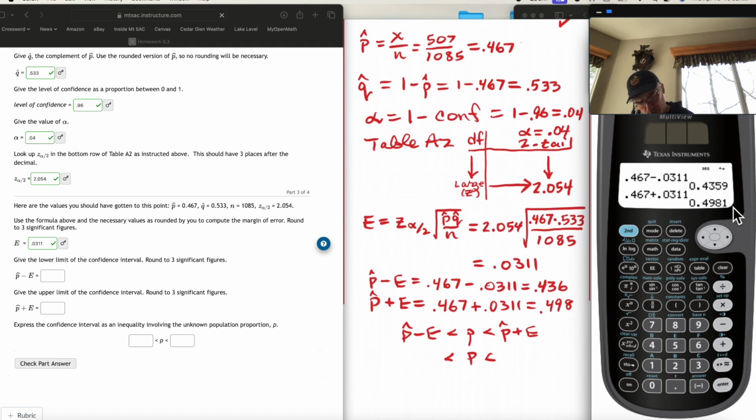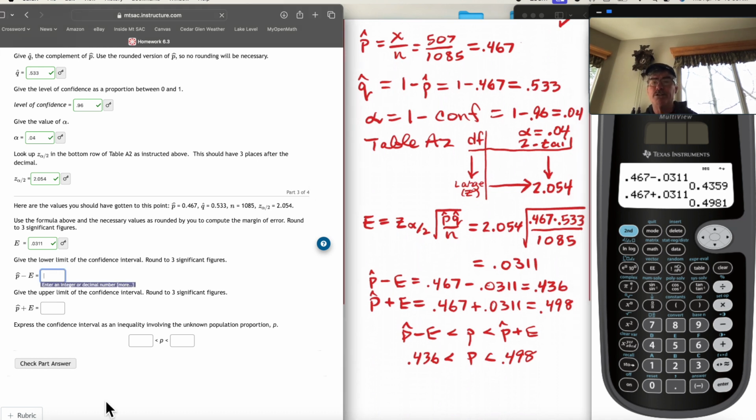We'll say that p is between 0.436 and 0.498, and this is 96% confidence, so this should be true 96% of the time. So I'm 96% confident in it. Let me go ahead and put these numbers over here: 0.436 and 0.498.